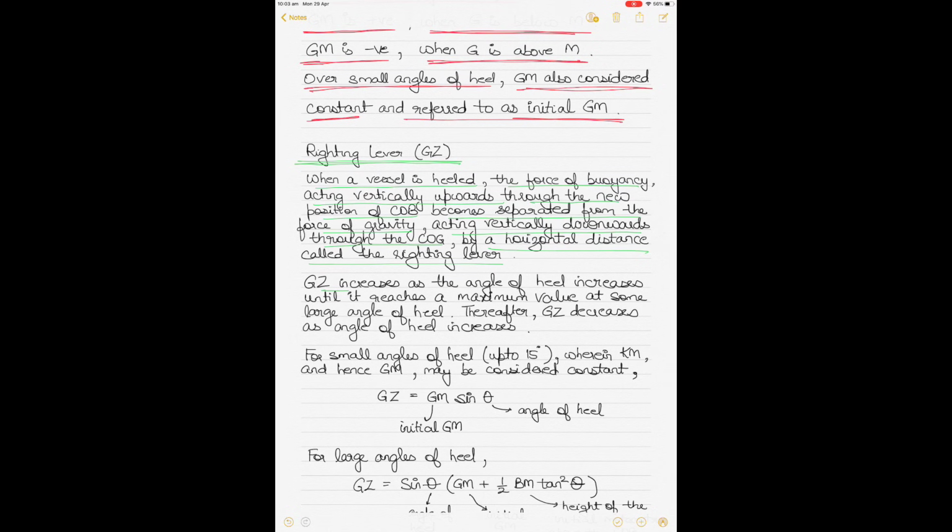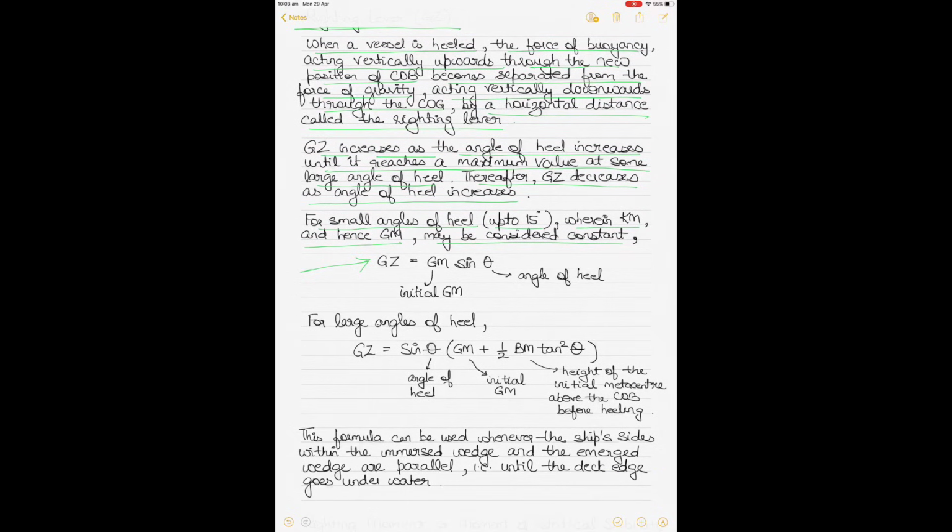The righting lever, or GZ, increases as the angle of heel increases until it reaches a maximum value at some large angle of heel. Thereafter, GZ decreases as the angle of heel increases. This is very similar to the concept of KM. For small angles of heel up to 15 degrees, wherein KM and hence GM may be considered constant, GZ is given by this formula here.